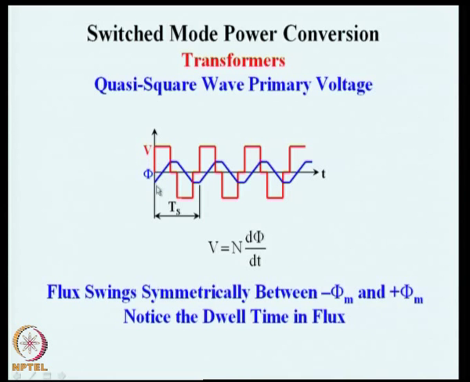By doing the integration on the graphical shapes here, you will see that during the time plus voltage is applied, flux is constantly increasing, and during that small duration when the voltage is 0, flux remains constant, because when the applied voltage is 0, integral of d phi by dt is integral of 0, which will be a constant quantity.